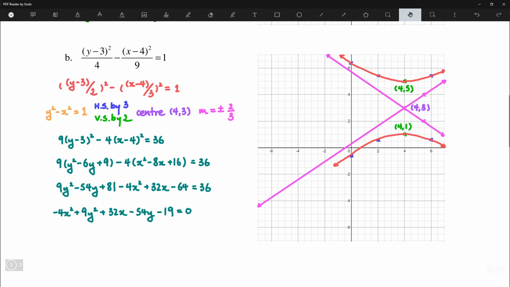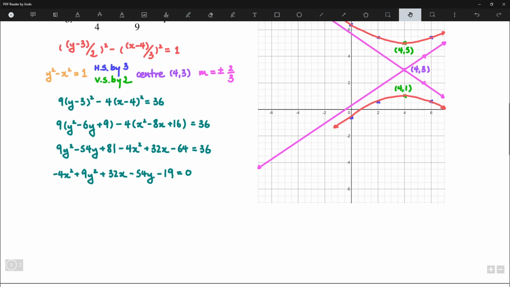So the next kind of question we're looking at is going from general form to standard form and then being able to draw that conic. So let's look at the next page.